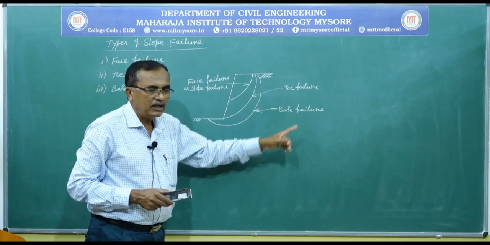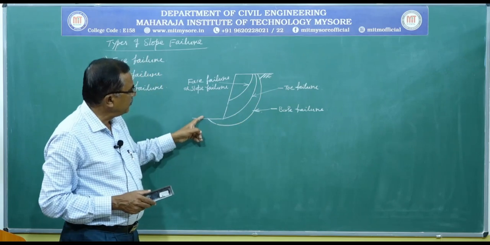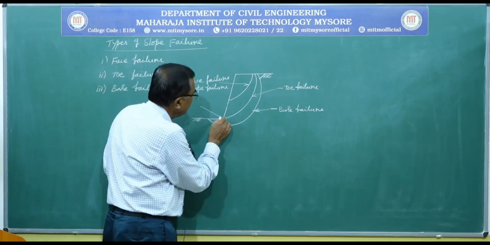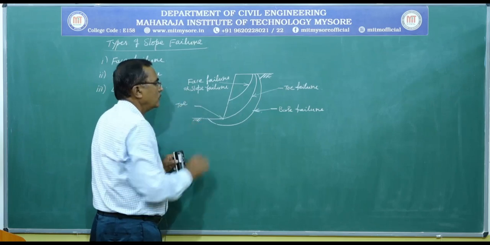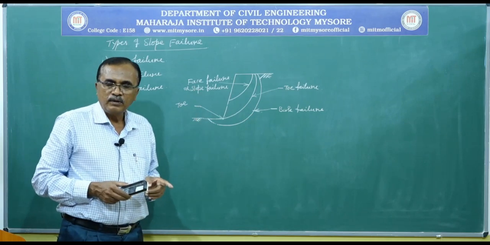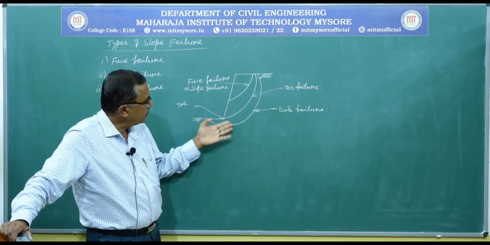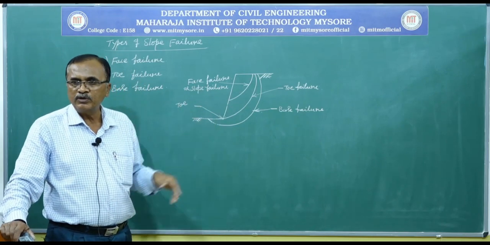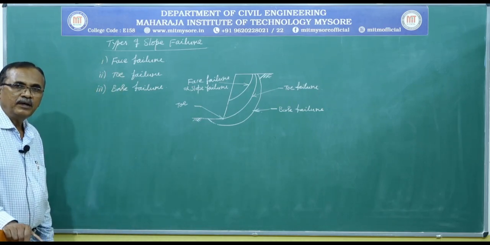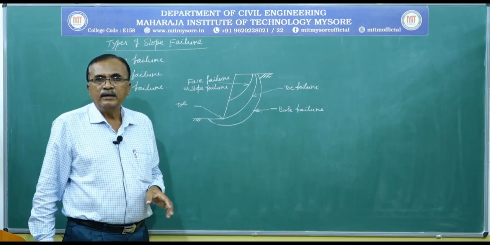Here, the soil is homogeneous above and below the toe. The third type of failure is a base failure. When the failure surface passes below the toe, it is called a base failure. This failure is predominant when the soil below the toe portion is considerably weaker. So these are all the types of failure we generally come across in practice, both in embankments as well as in cutting or excavation.